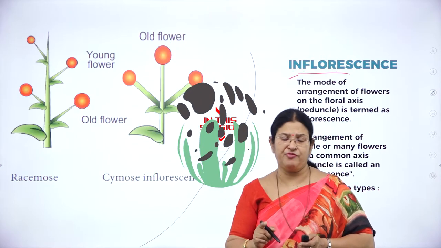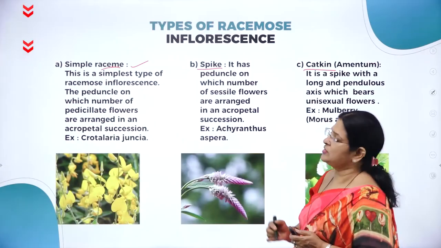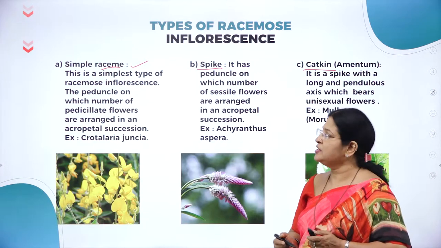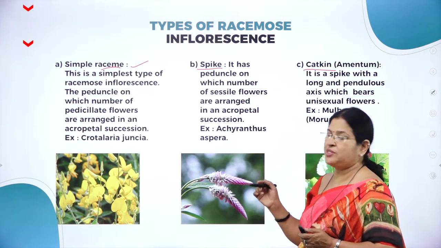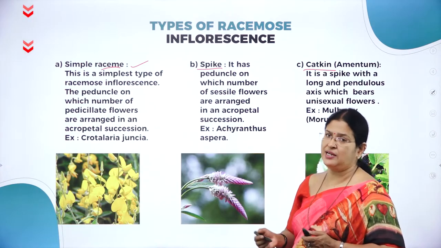Single flower, the stalk of a flower will be called as pedicel. So what are the types of racemose inflorescence? One is called simple raceme, the other one is called as spike, then catkin, and what is umbel?